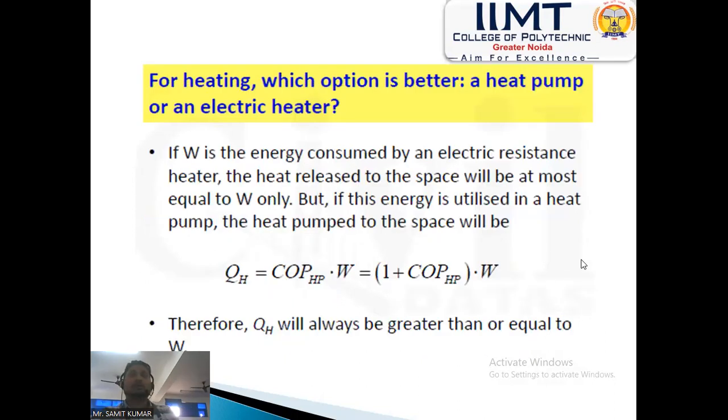Now we will come to a conclusion about which is better to use when a hot space is required. One is the heat pump, another is the electric heater. Both heat the environment using two different systems. But we can use the electric heater.